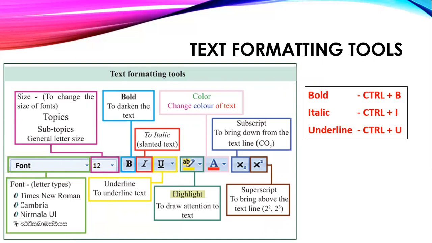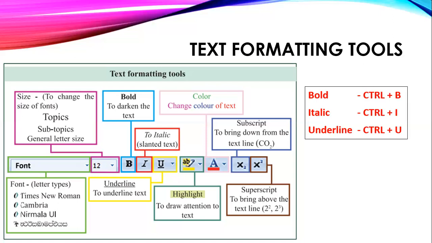We have italic, underline. Italic means slanted text. And next one, if I want to underline something, underline a topic, underline a subtopic, you can use the underline tool to underline it. Then we can change the font, we can change the size, we can change the highlights, those things also. We can do that from these text formatting tools.